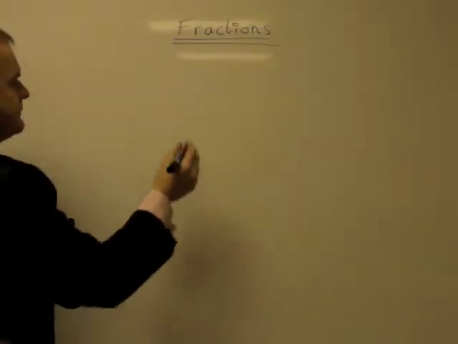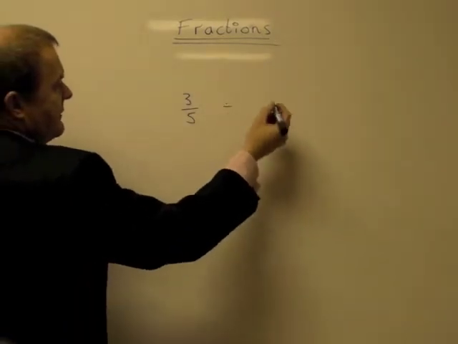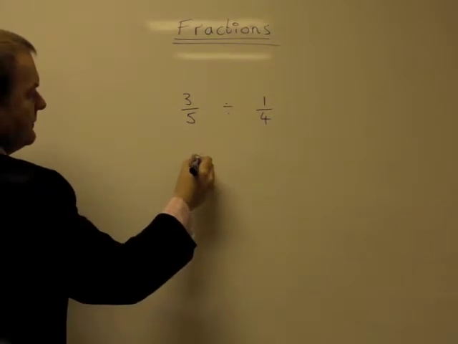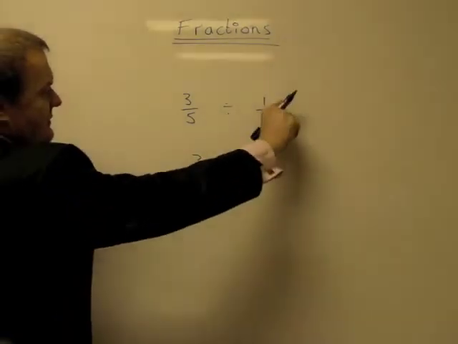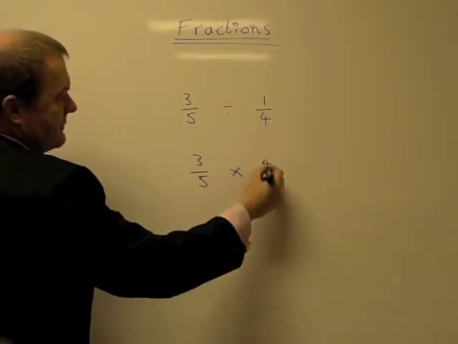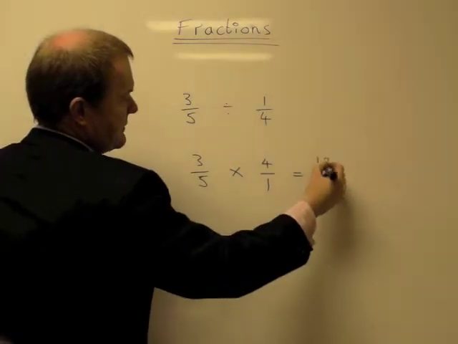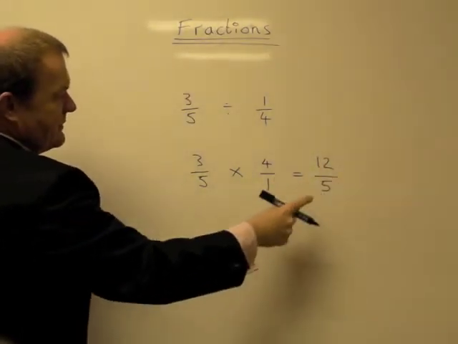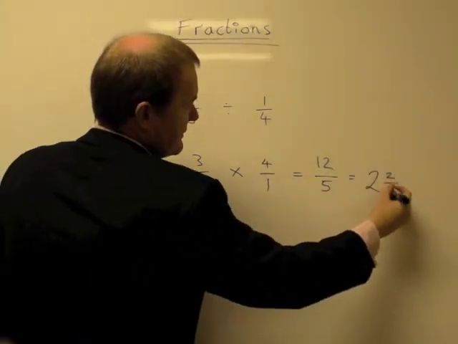Another example. 3/5 divided by a quarter. So the rule: 3/5, change the divide for a times, turn your fraction over, 4 over 1. 3 times 4 is 12, 5 times 1 is 5, 12 over 5 is the same as 2 and 2/5.